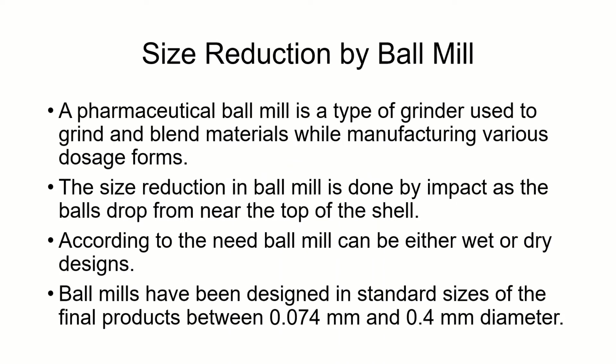A pharmaceutical ball mill is a type of grinder used to grind and blend materials while manufacturing various dosage forms. The size reduction in a ball mill is done by impact as the balls drop near the top of the shell. According to the need, a ball mill can be either wet or dry design. Ball mills are designed in standard sizes, with final product between 0.074 millimeter and 0.4 millimeter in diameter.